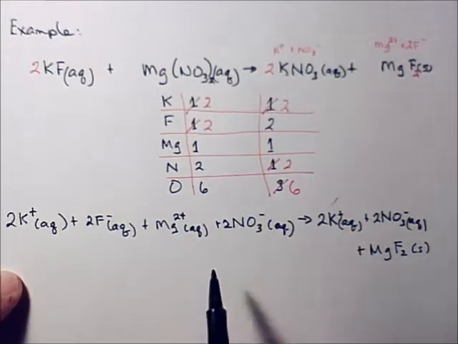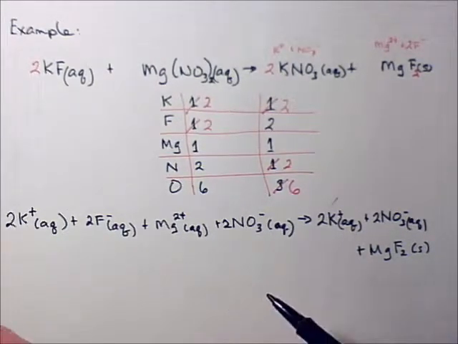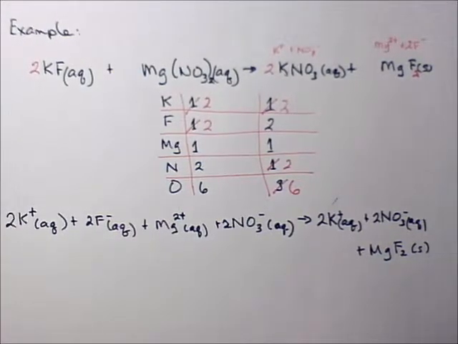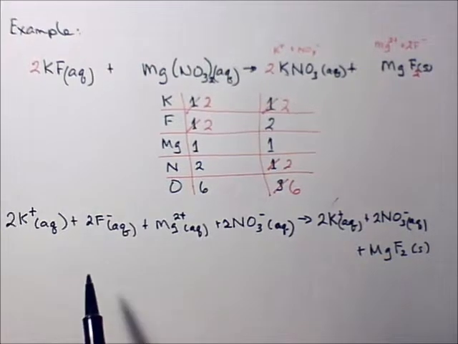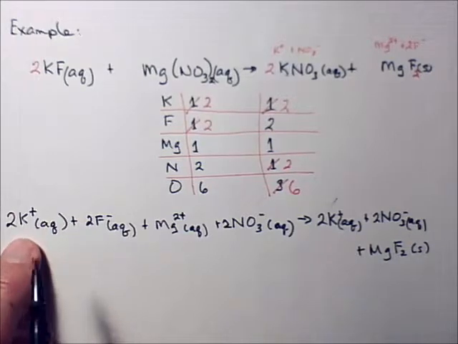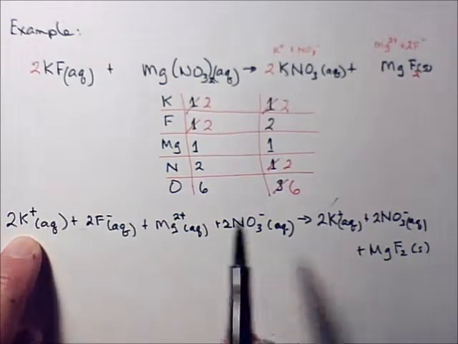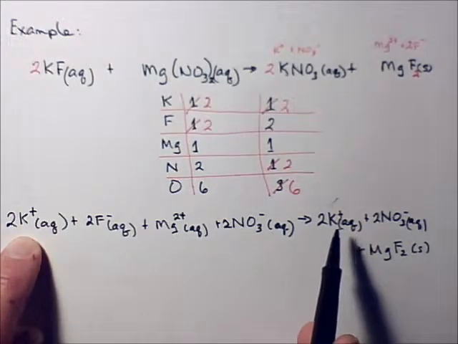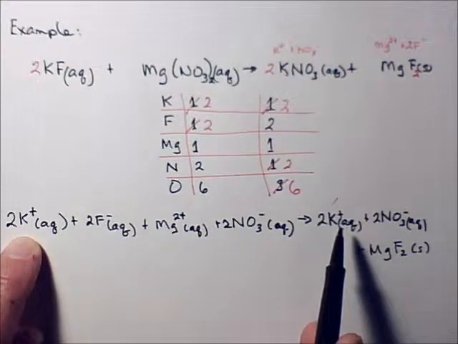So, the net ionic equation then writes down in a new equation only those things that change. Not the things that stay the same, only the things that change are written in the net ionic equation. Okay? So we're looking at potassium here. I've got 2 potassium ions that are aqueous. That's exactly the same over here. I'm not going to write that down.